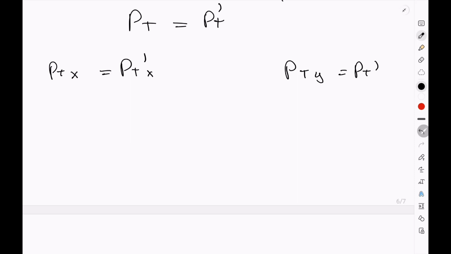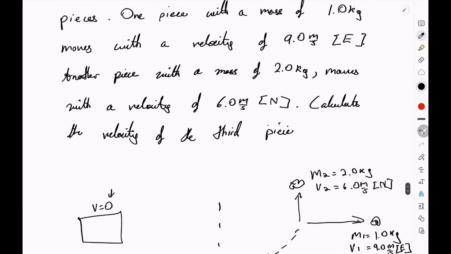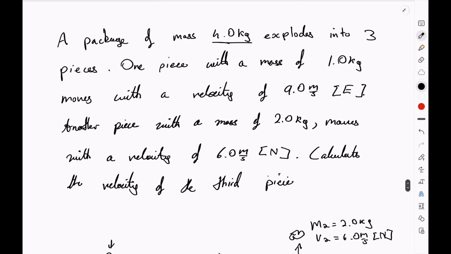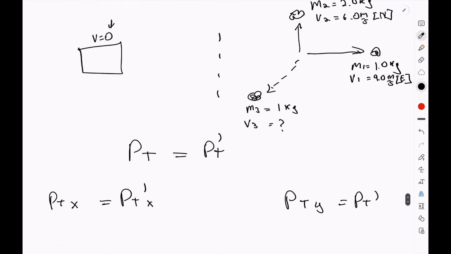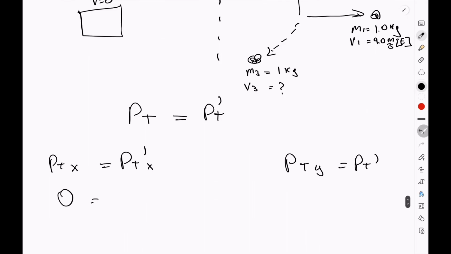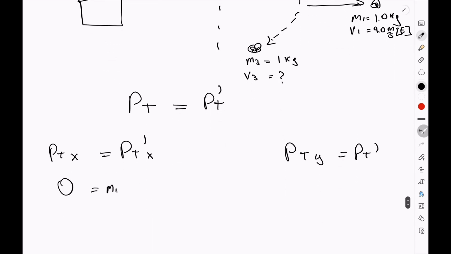So with that in mind, let's find the total momentum before. Since this package is originally at rest, it does not explode yet, so it has a momentum of 0 at the start, and then it explodes into 3 different directions. So M1 V1 plus M2 V2 plus M3 V3.